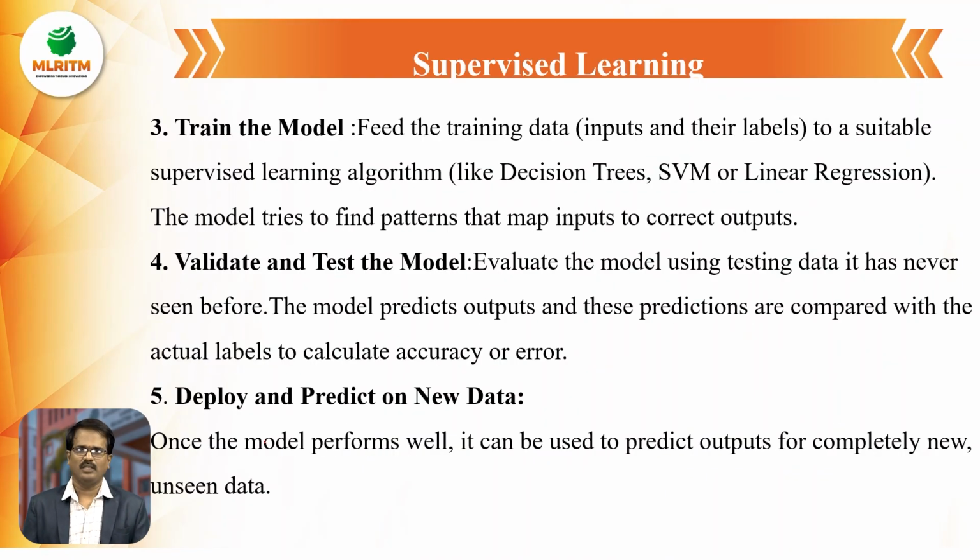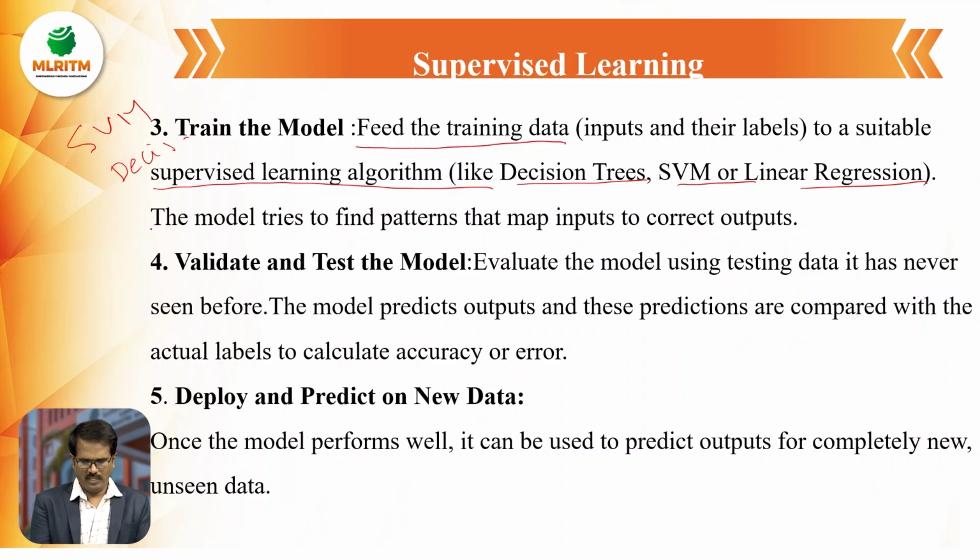Next, train the model. You can choose any machine learning model, like SVM or decision tree, or any supervised learning algorithm. You feed the training data, meaning inputs and their labels, to a suitable supervised learning algorithm like decision tree, SVM, linear regression, or any other. The model tries to find the patterns that map input to correct outputs.